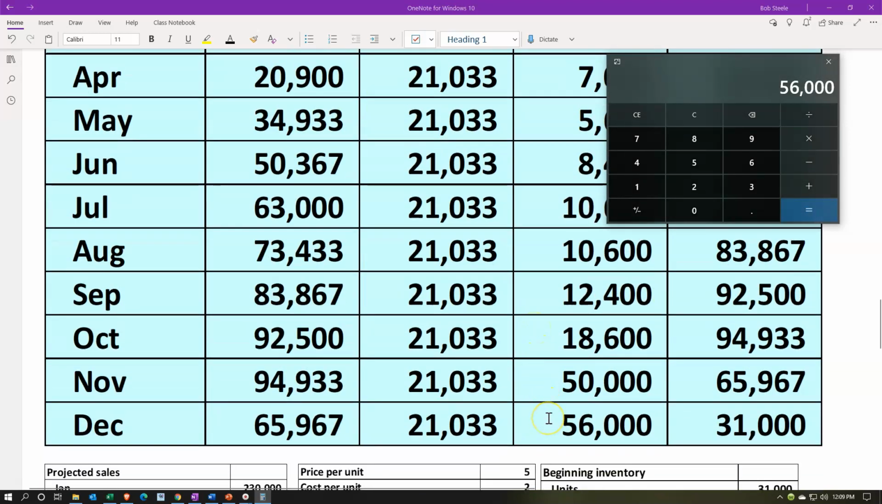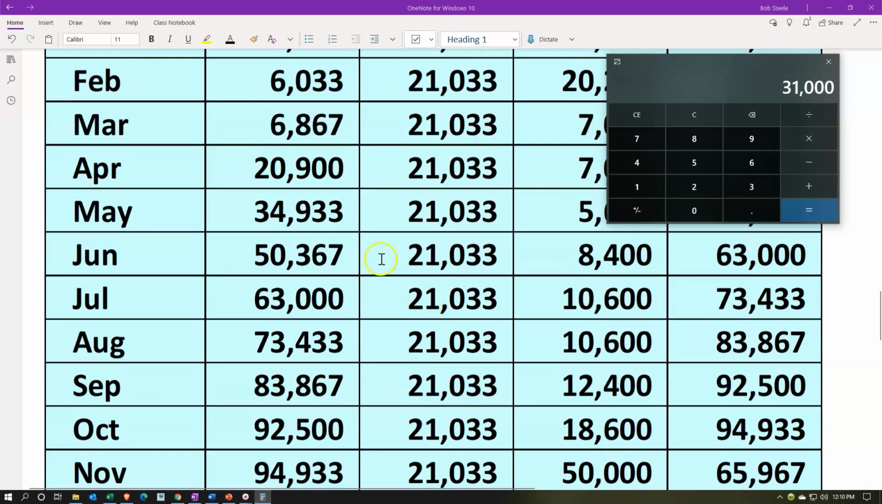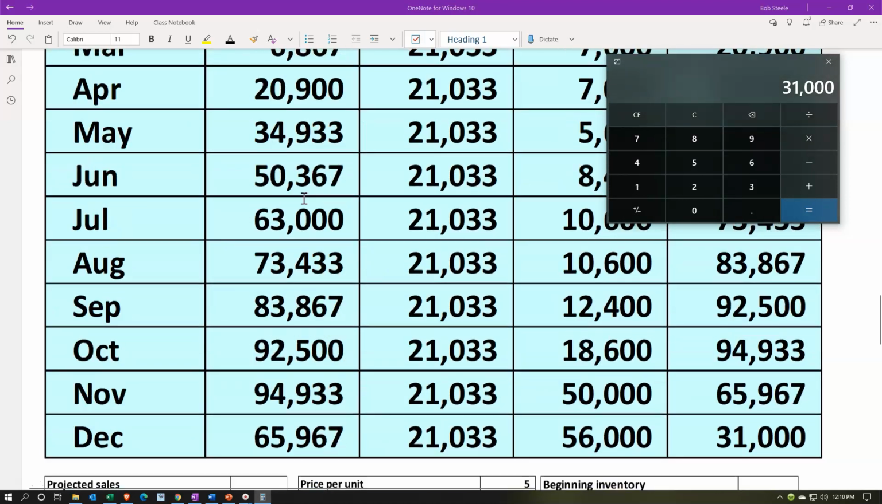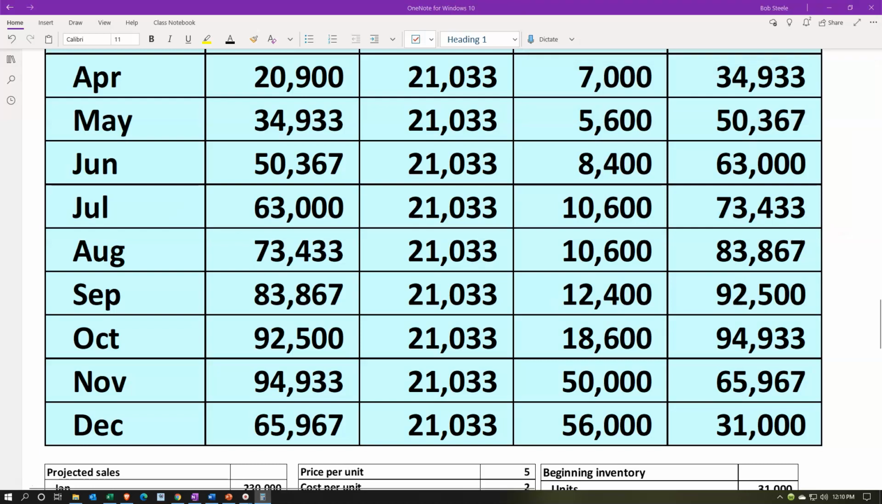And we're able to then sell the 56,000, which will then bring us back down to the starting point, the 65,967 plus the 21,033 minus the 65,000. It's going to give us that 31,000, which is the same point at which we started. So we've got this even production process that we're taking a look at.